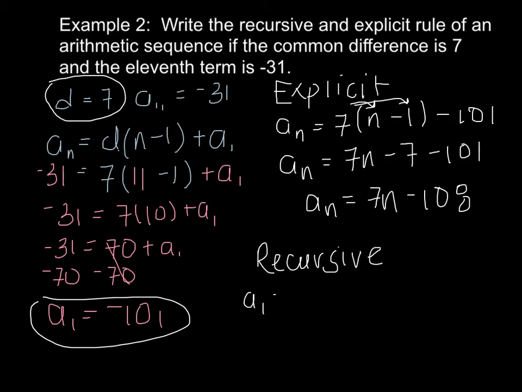Provide the first term, which we discovered was negative 101, and then to find any term, we take the term in front, which is a sub n minus 1, and we add the common difference, so plus 7. And there you have it. You got your explicit and your recursive rule.